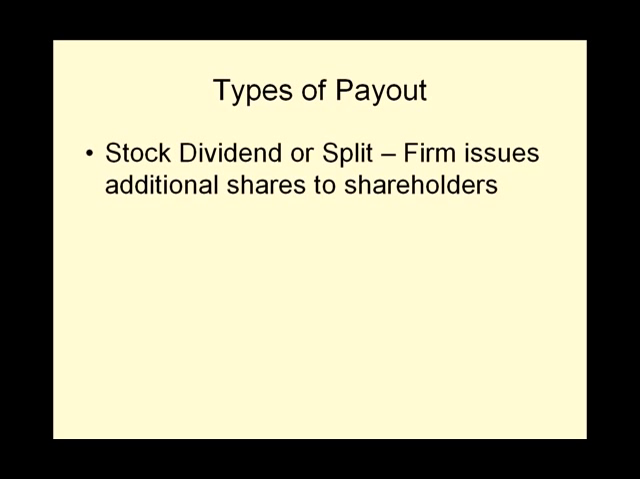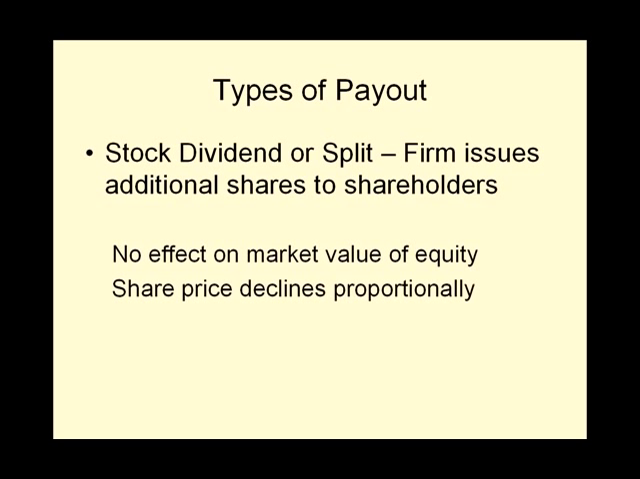A second type of payout is a stock dividend or stock split. Here the firm issues additional shares to shareholders. In general, stock dividends and stock splits, or share issues, have no effect on the market value of equity. But the share price declines proportionally to the number of shares issued.